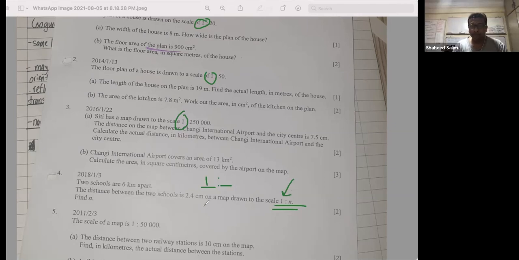So you must put plan reality or map reality. So how much is to what? You must fill in first. The 6 km, where do you put? Here or here? 2.4, where? You put here or here. Then you know what to do. This one we change to map.